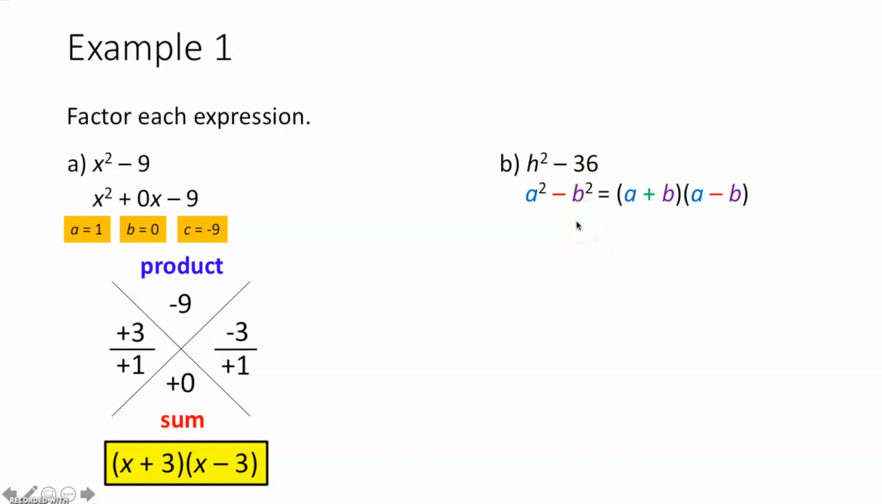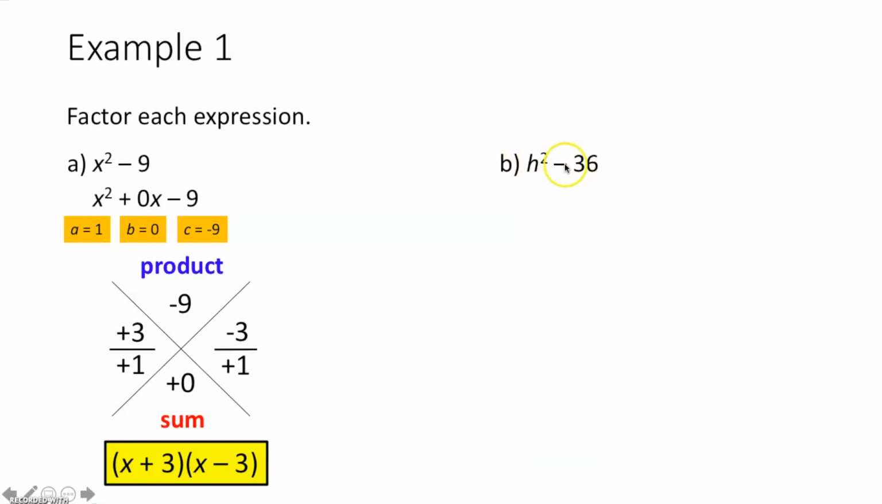So all we have to do is figure out what's our A and what's our B. So our A looks like it's going to be h, and our B is going to be the square root of 36. What's that? That's going to be 6. So I go over here, I plug in h for my A here and here. I plug in 6 for my B here and here. Boom, done.